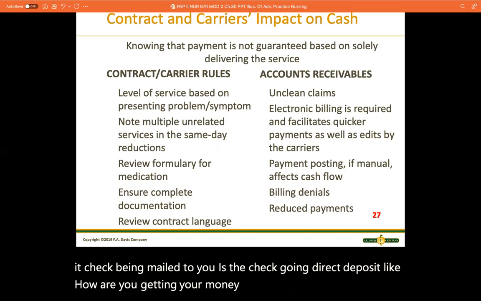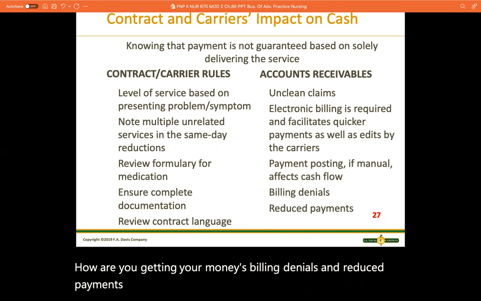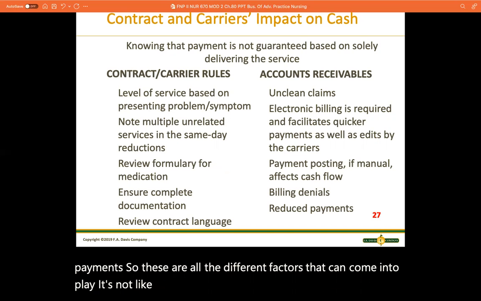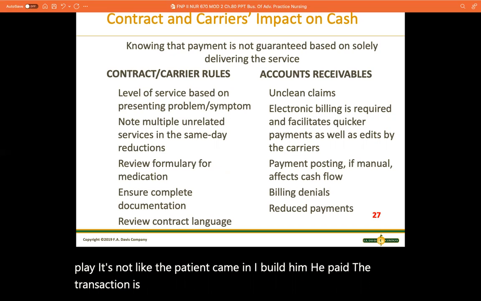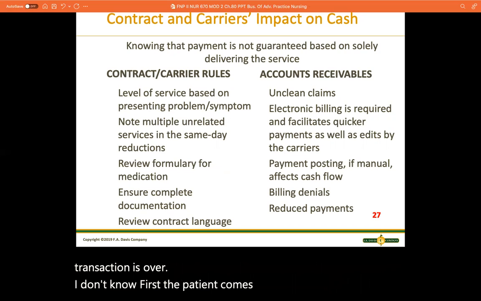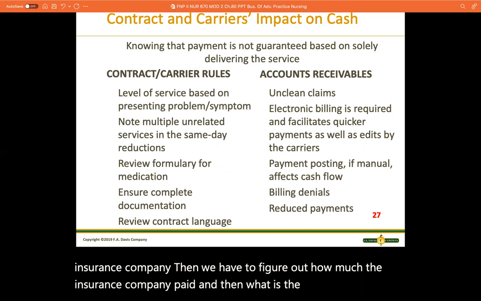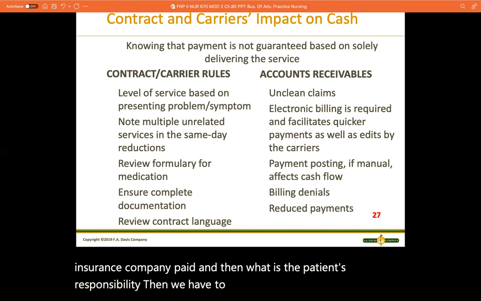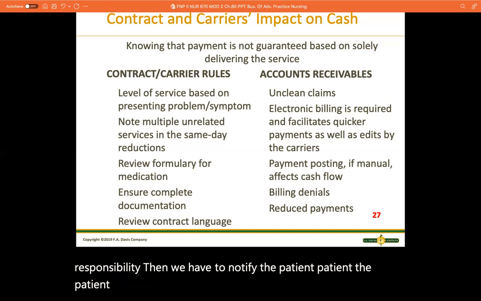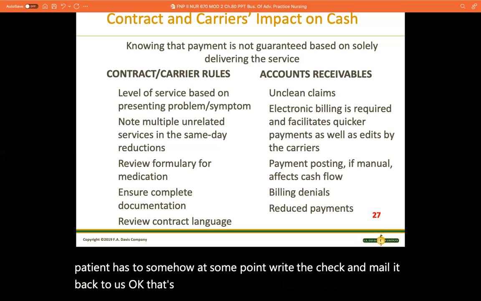Billing denials and reduced payments. So these are all the different factors that can come into play. It's not like, oh, the patient came in, I billed him, he paid, done. The transaction is over. No. First, the patient comes in, then we bill the insurance company, then we have to figure out how much the insurance company paid, and then what is the patient's responsibility. Then we have to notify the patient, bill the patient, who has to somehow at some point write the check and mail it back to us. Okay, that's a lot of time before we actually get paid. So those are things you need to consider.